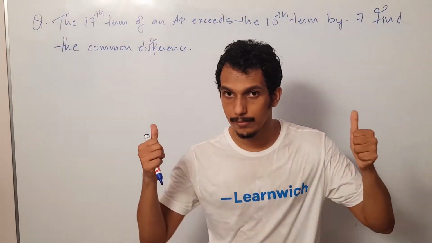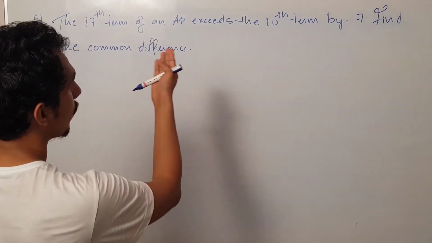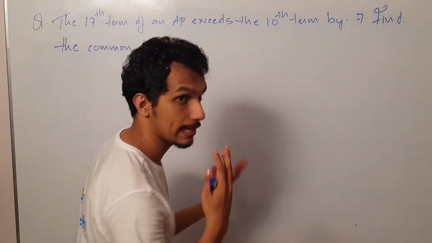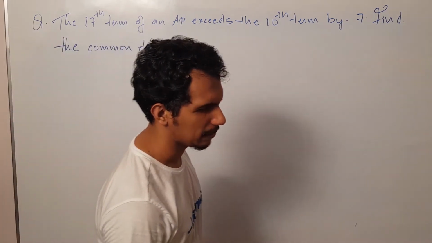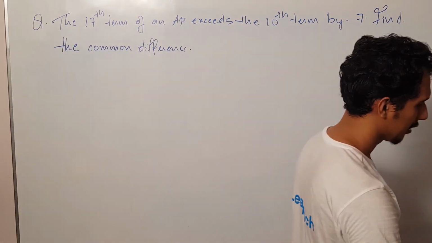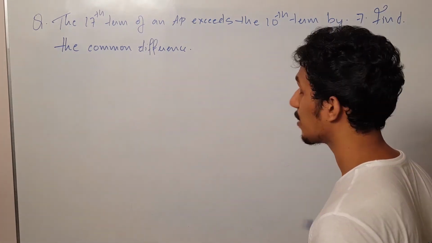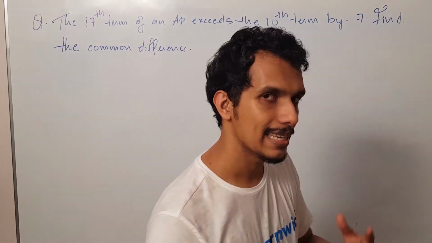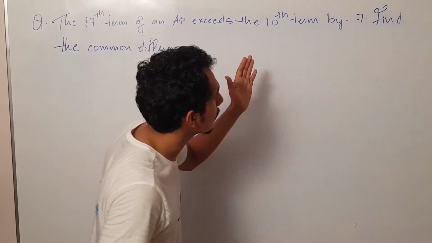The next question is here. What does it say? The 17th term of an AP exceeds the 10th term by 7. If that is the case, find out the common difference. Arey sir, why such questions, sir? It is so confusing. 17th term exceeds the 10th term by 7. How do I even solve this thing, sir? Listen, listen. The 17th term of an AP exceeds the 10th term by 7.